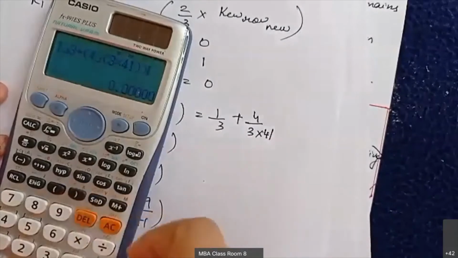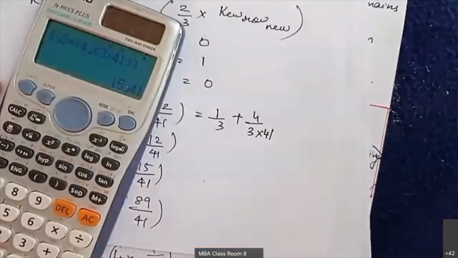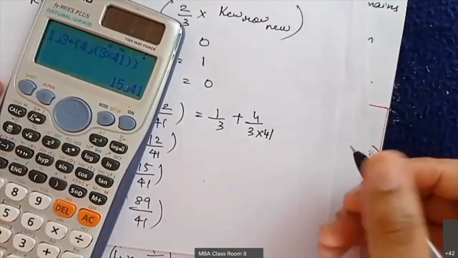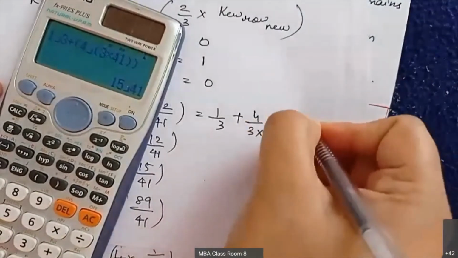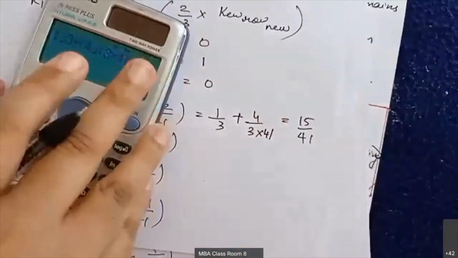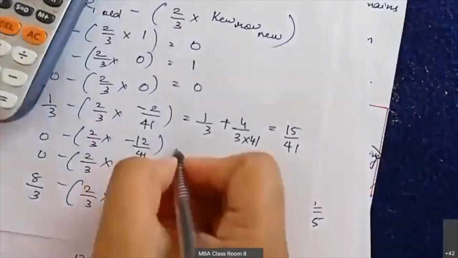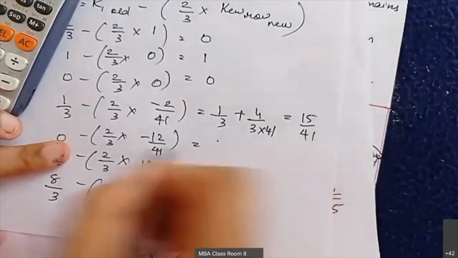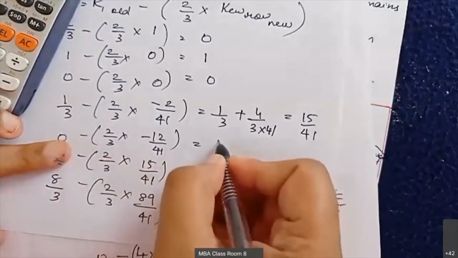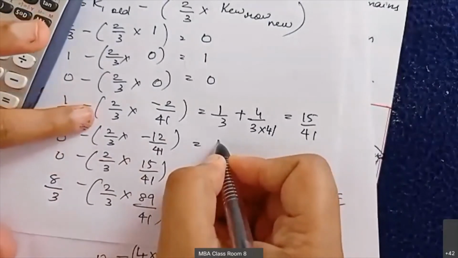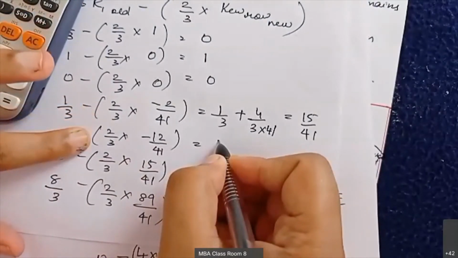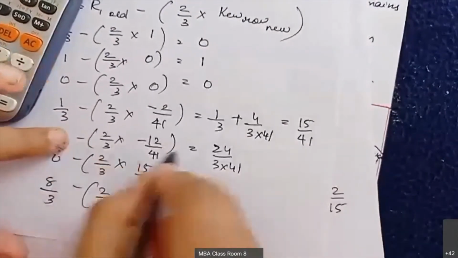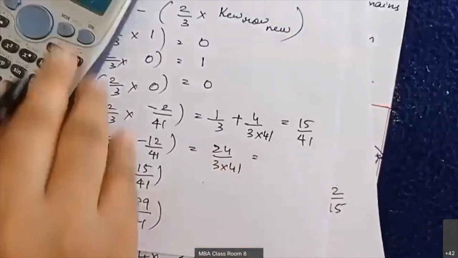It is 15 divided by 41. R1, 15 divided by 41. And then again over here, this one. This is minus and minus, it will become plus. Can you cut anything? No. It is 24 divided by 3 into 41. Minus and minus plus 24 divided by 3 into 41.